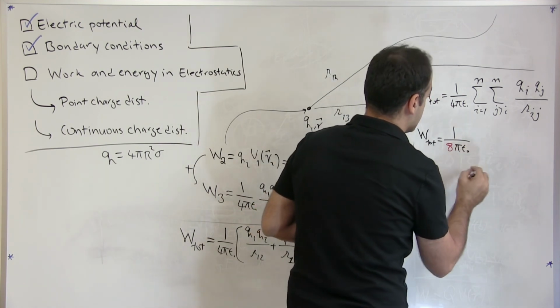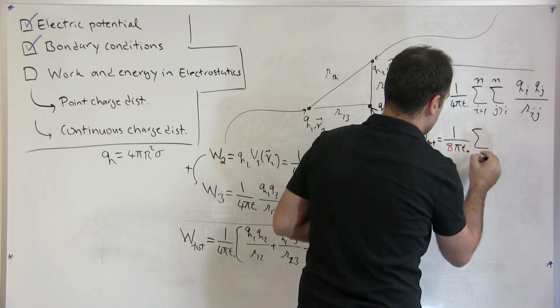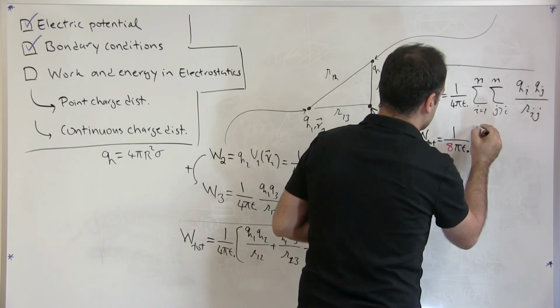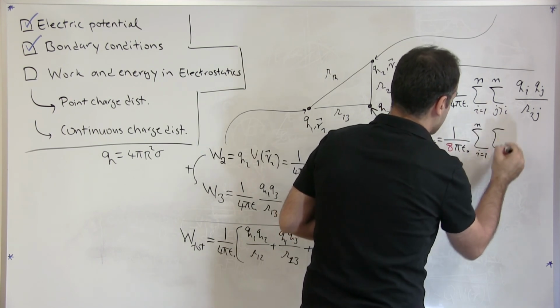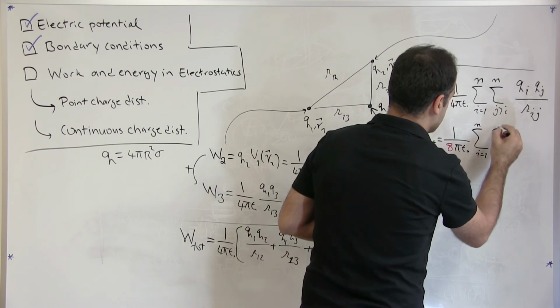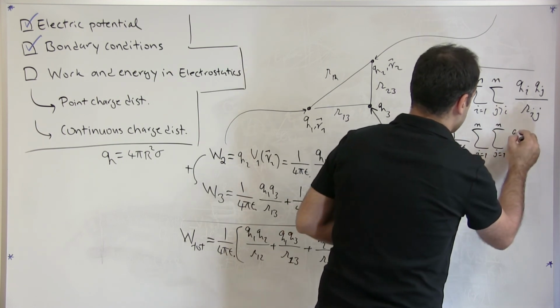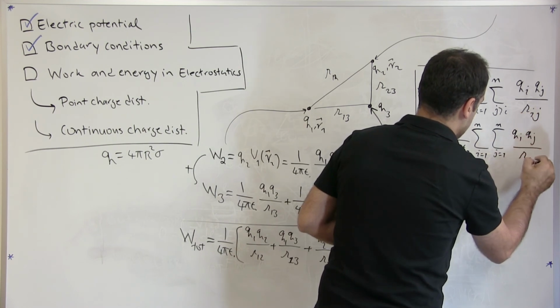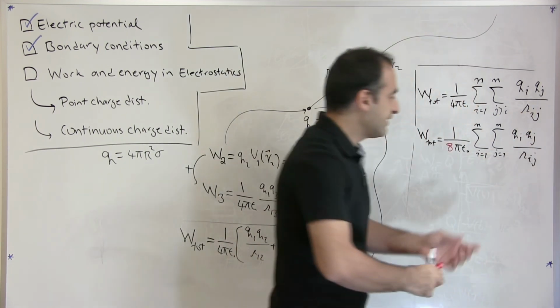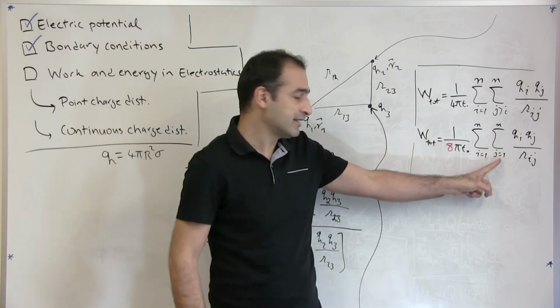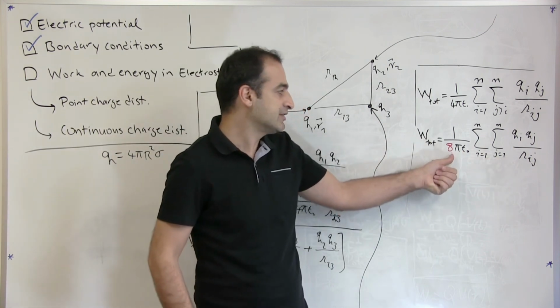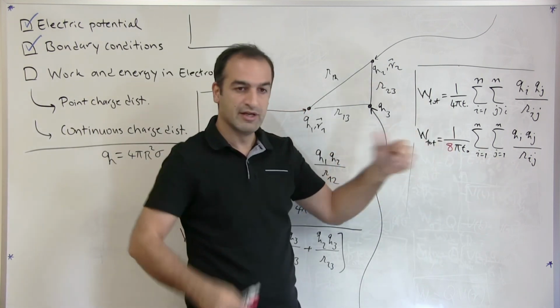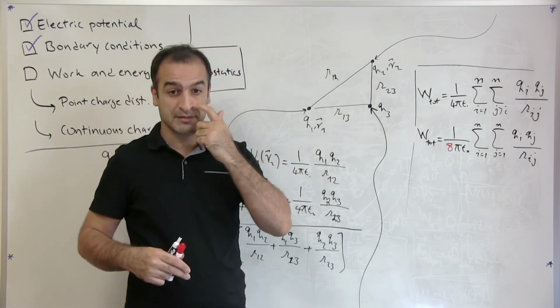8 pi epsilon 0, sigma of i from 1 to n and j from 1 to n as well. And then I do q_i q_j over r_ij. So here I know if I start from 1, I'm double counting, but I here use 8 instead of 4 to scale it back to what it should be.